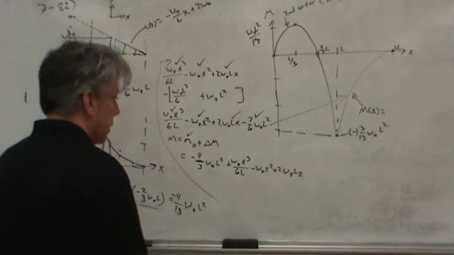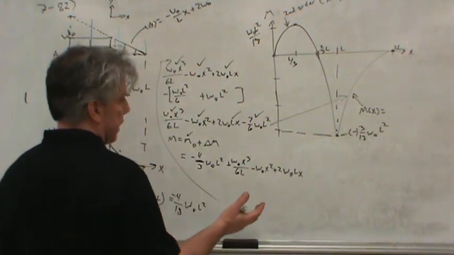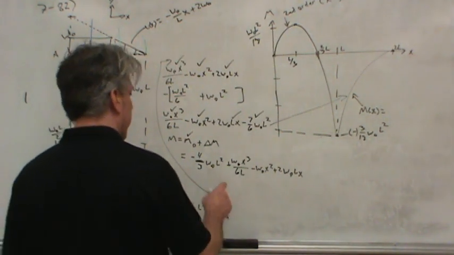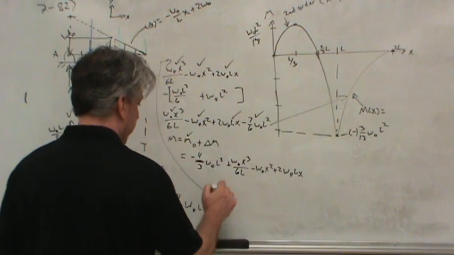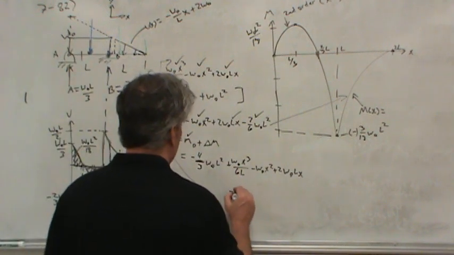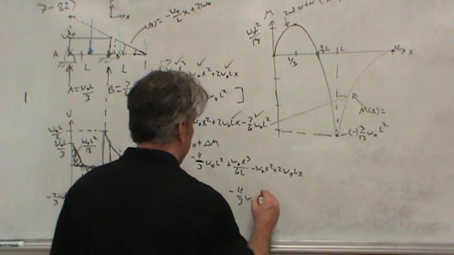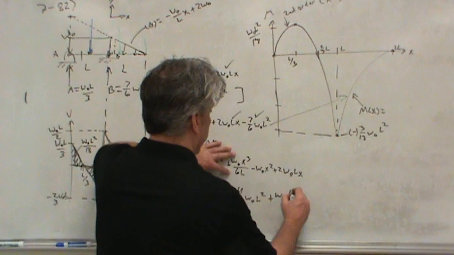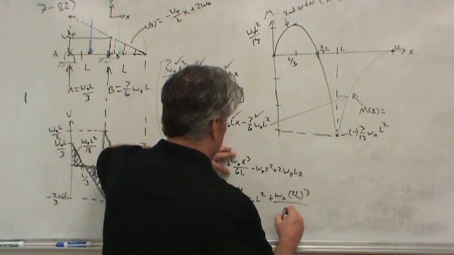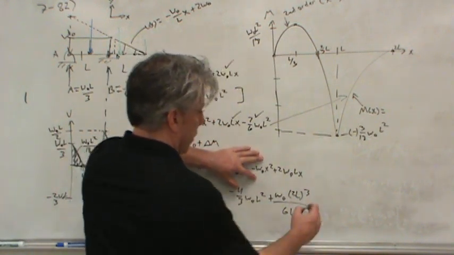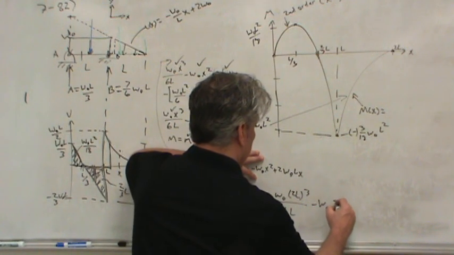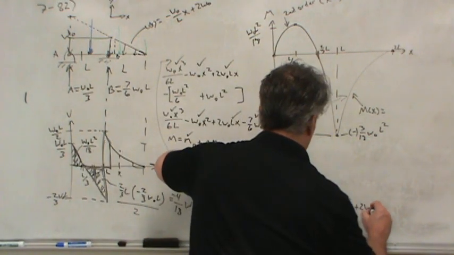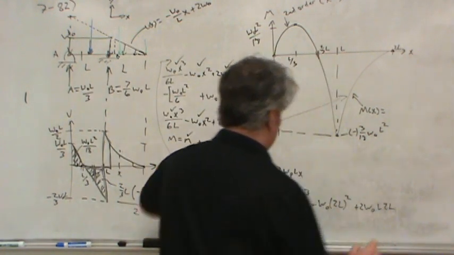I've gone away from my worksheet enough. I guess I may as well go ahead and just continue working this at the board. Let's make our lives easy, first of all. Let's factor out this. Do I want to do that? Yeah, I guess I'll leave it alone. Let's just plug in 2L. So minus 4/3 W naught L squared. And from this term, plus W naught, and we need 2L cubed by 6L. This term, minus W naught 2L quantity squared. Finally, the last term, plus 2 W naught L 2L.